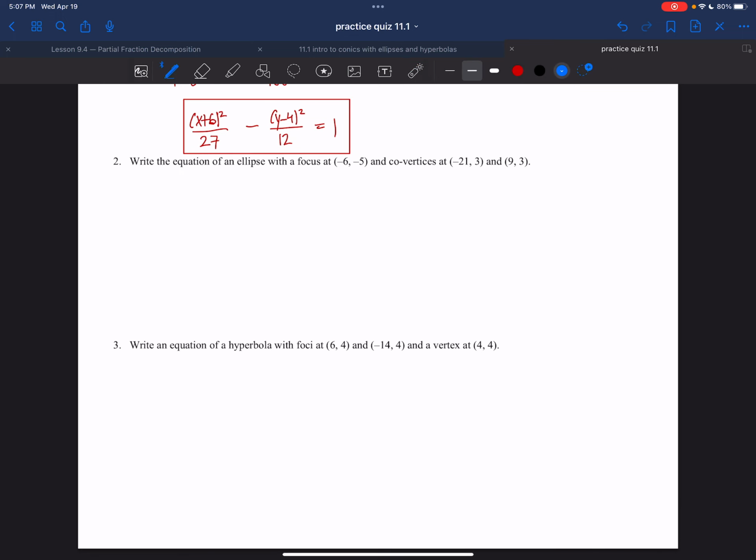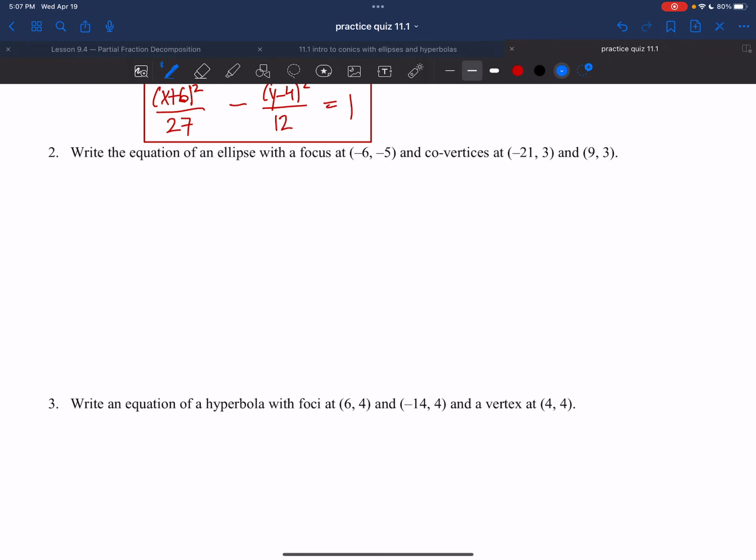I'll switch to blue. So let's write the equation of an ellipse with a focus at negative 6, negative 5, and co-vertices at negative 21, 3, and 9, 3. So here's the thing about this. You don't have graph paper. You have to abstractly consider this object in space. So drawing a picture is going to help a lot, even if it's not 100% to scale. It doesn't need to be. We're just going to use spatial reasoning to figure out what this ellipse looks like.